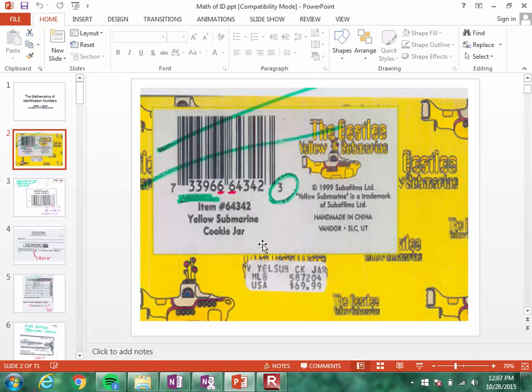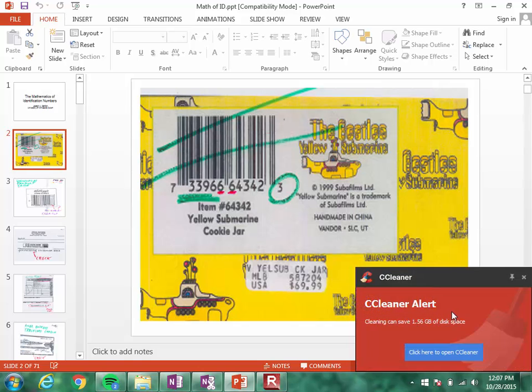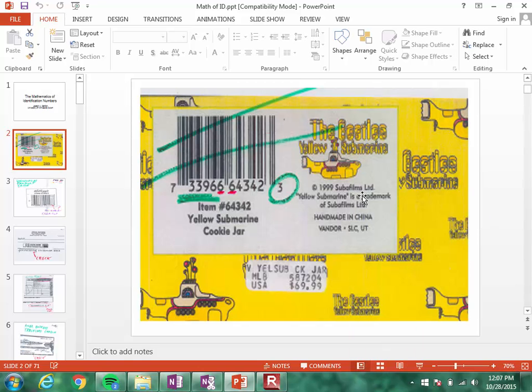So he has things like a Yellow Submarine cookie jar, which costs $69.99. So I'm telling you that because probably not a lot of people would buy a Yellow Submarine cookie jar for $69.99, or maybe he got it for a gift. But one of the things Joe likes to do is he likes to look at things. He's a mathematician, and he notices where a lot of these things come from. So if you see the 3 here that's circled, that's called a check digit.